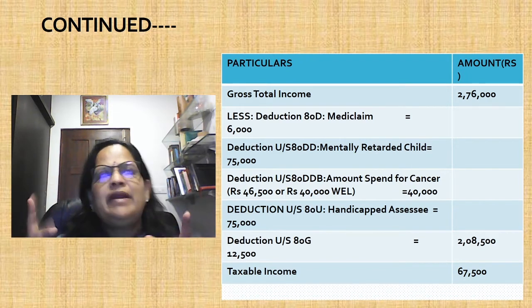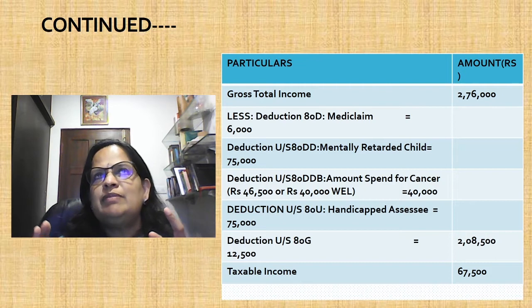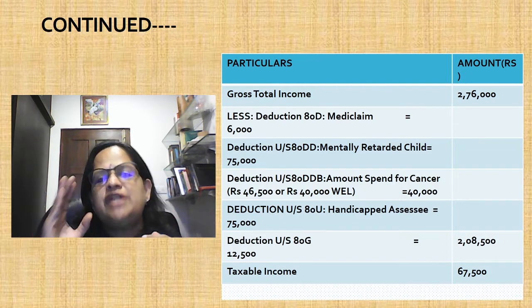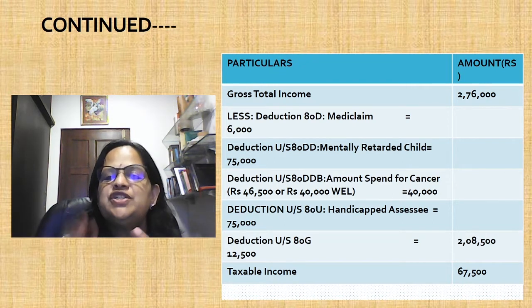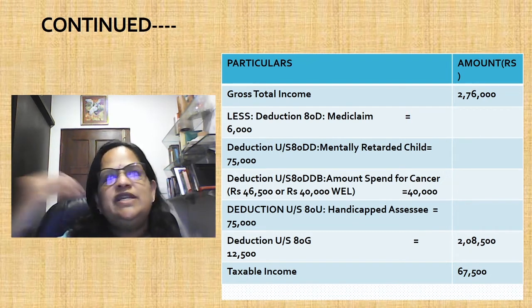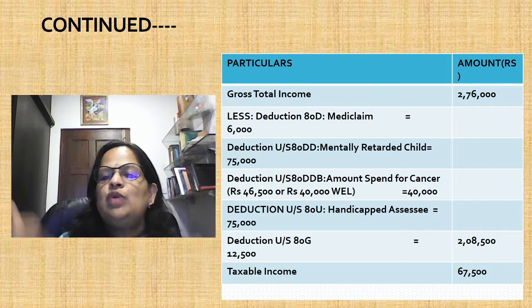Mother is a cancer patient and he had spent 46,500. So how do you compare? He has not received any amount from the insurance company. So 46,500 or 40,000, whichever is less. So 40,000 we are claiming. Now deduction under section 80U, it is not severe disability, so he can claim 75,000. Now deduction under section 80G, we are going to calculate in the next slide.